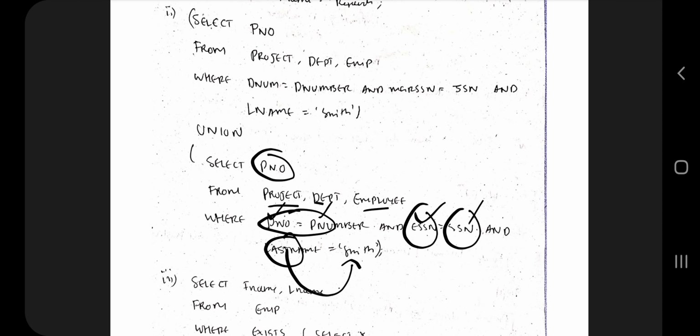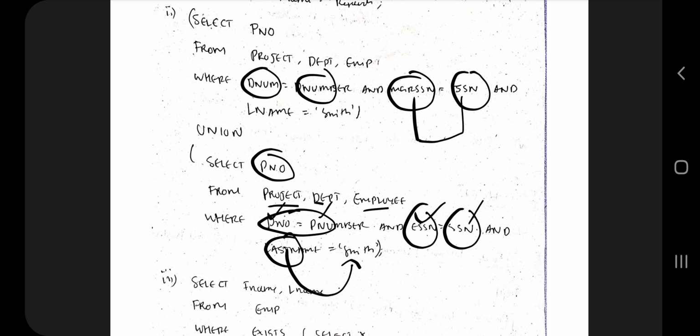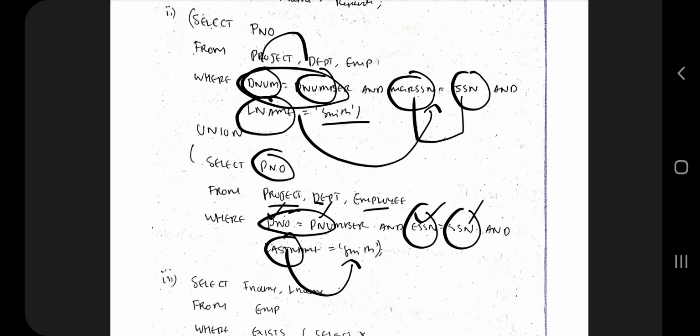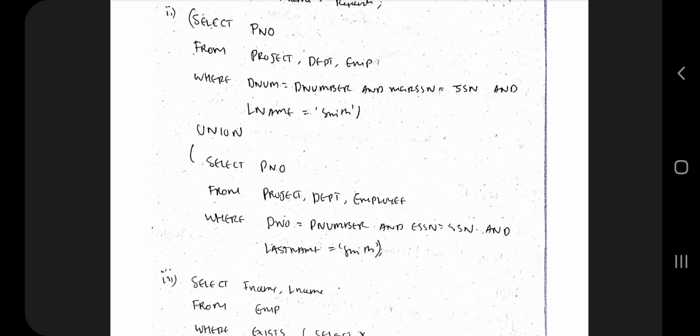And finally we need the manager also. So who all manages the department? The manager SSN. Connect the department and SSN table, and department number and D number, these two tables, the project and the department table you are connecting. After that L name is equal to Smith, so where last name is equal to Smith, those managers working in the same department of that same project, those are getting selected. So managers as well as workers, select and do the union.